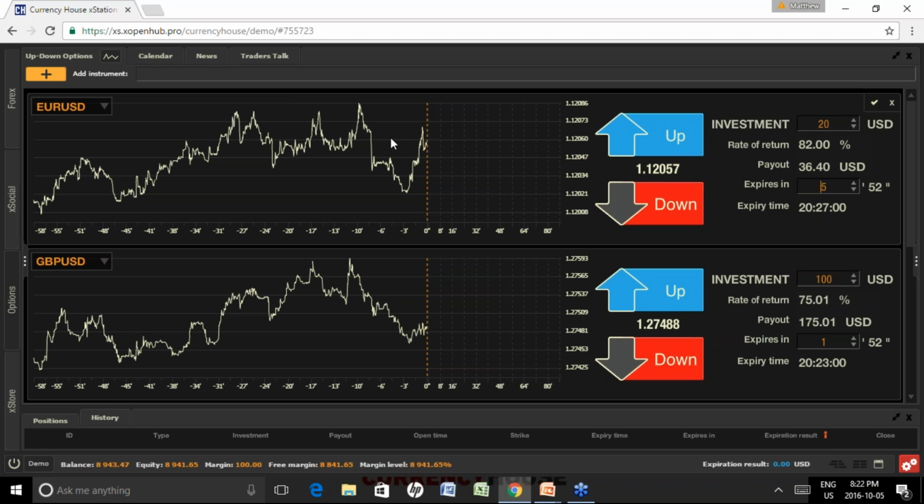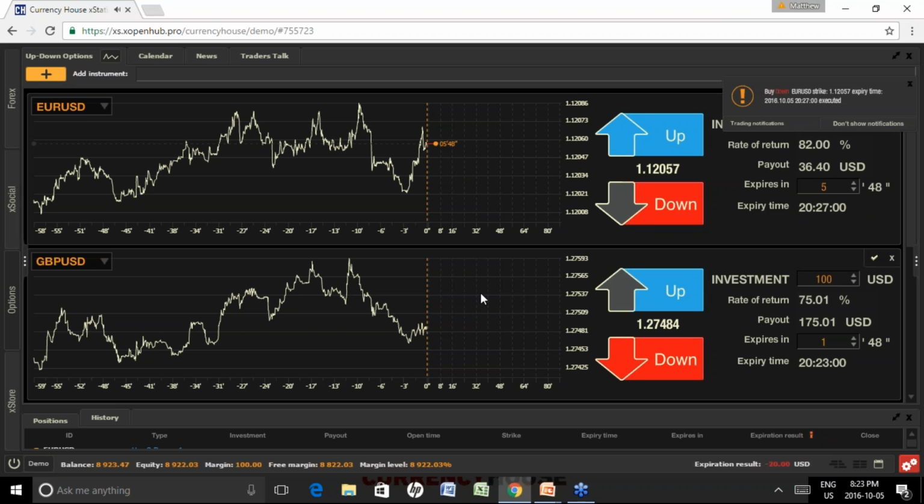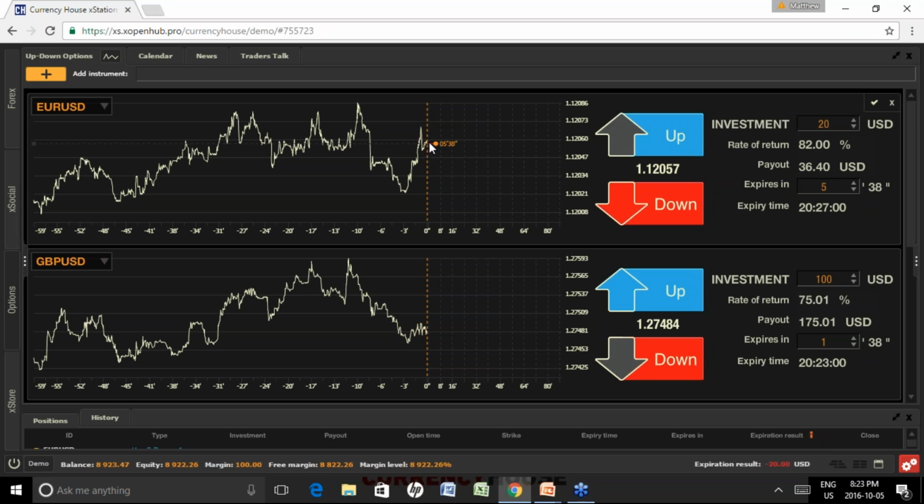So it looks like we've got a bit of a trend down here, so let's press down on this. See, I pressed down. I bet that in about 6 minutes, Euro USD would be trading below the 5 minutes and 42 seconds mark. So this white line is going to keep on moving, and we've got to hope that this white line goes lower than the red line, okay? That's basically all you're doing with a binary trade.